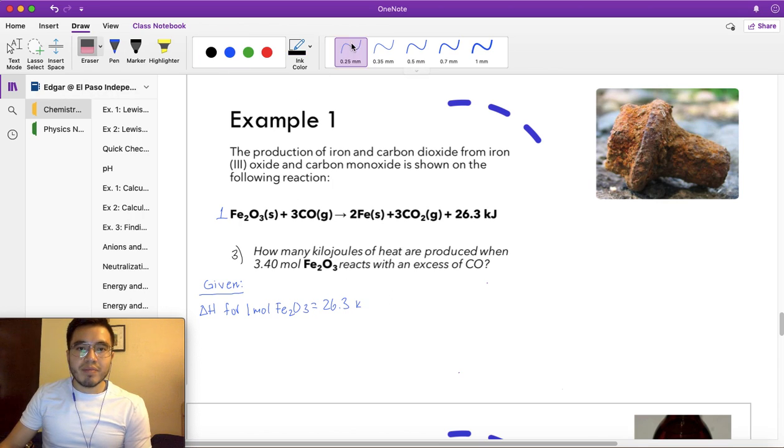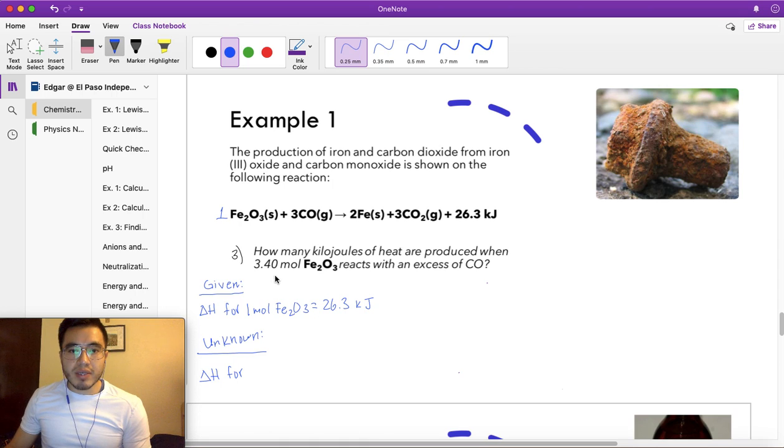Again, I'll redo the J. And we want to know, so we write unknown. Delta H for, that's when we read the question, 3.4 moles of iron oxide equals question mark. These two are going to help us when we do the cross multiplication.